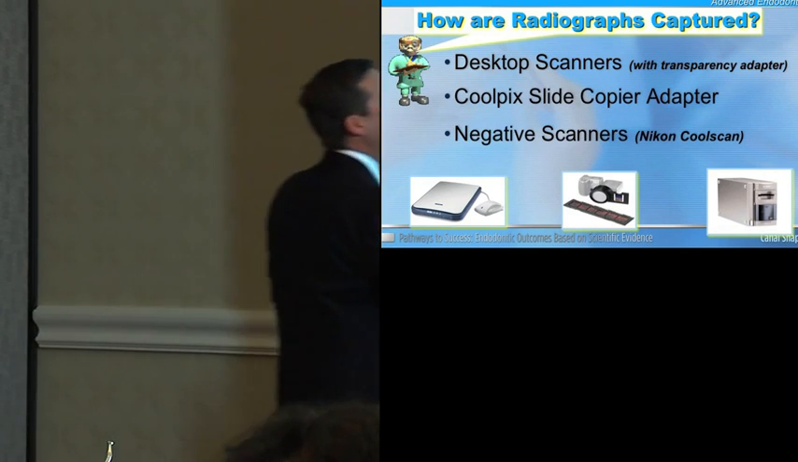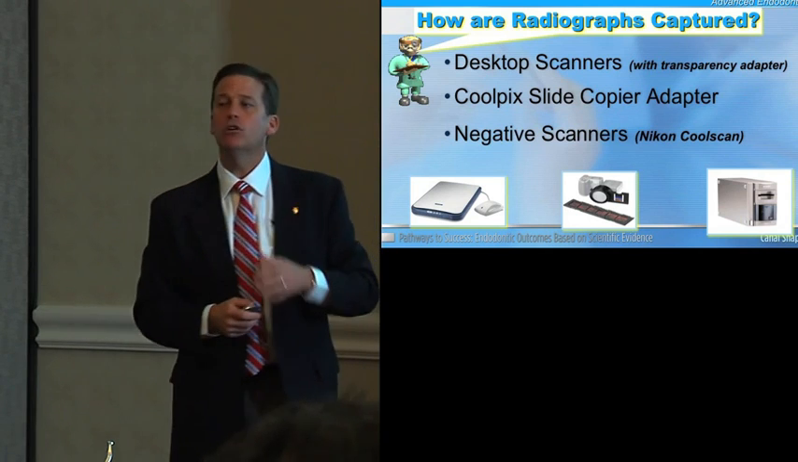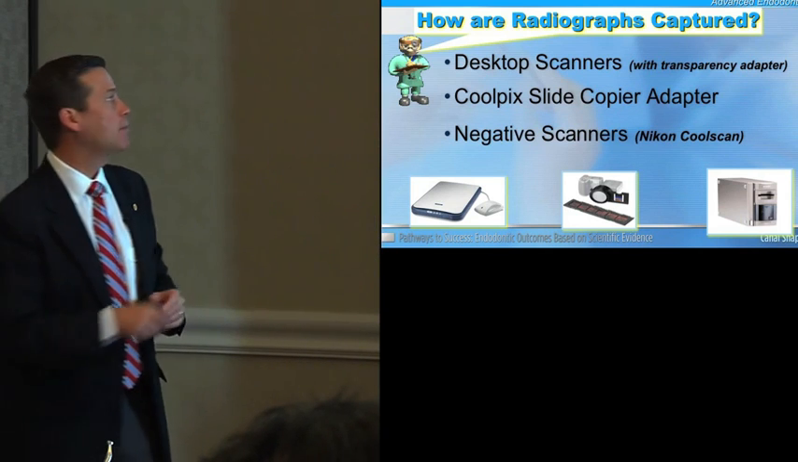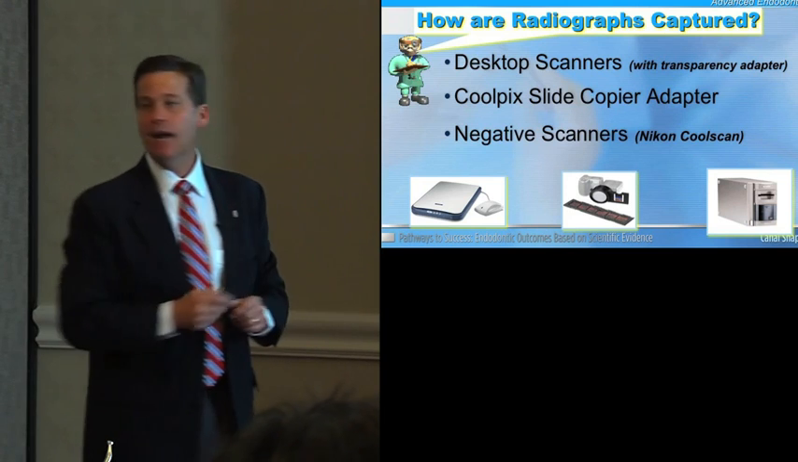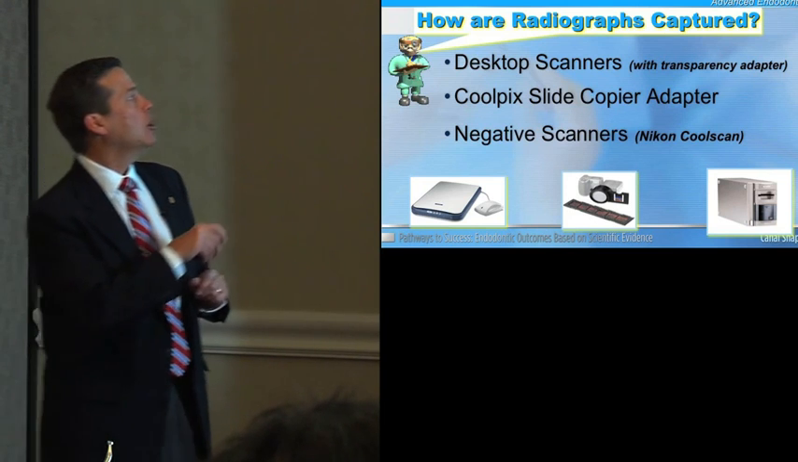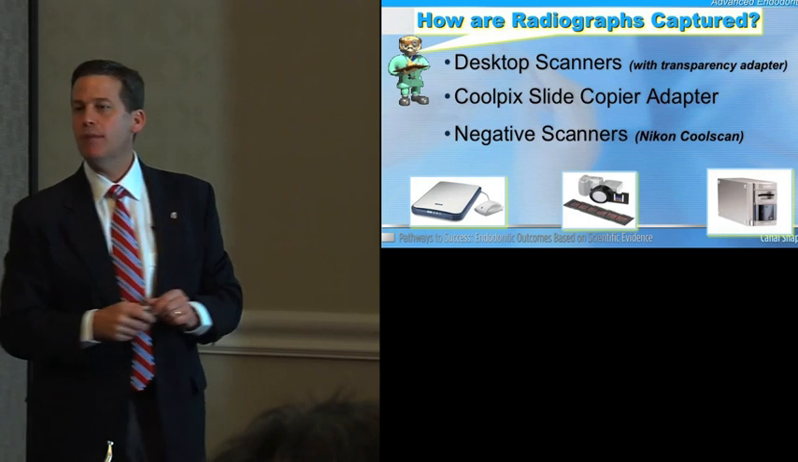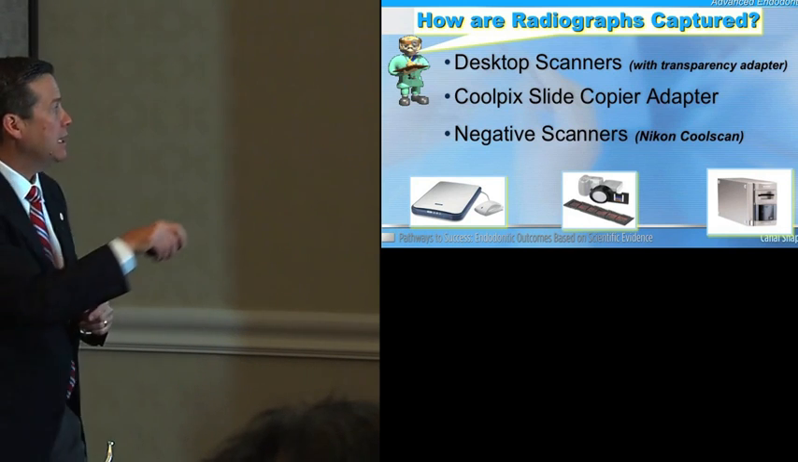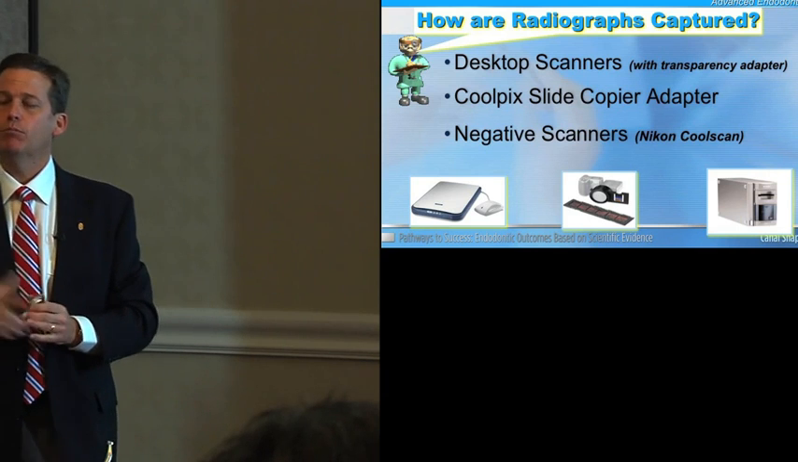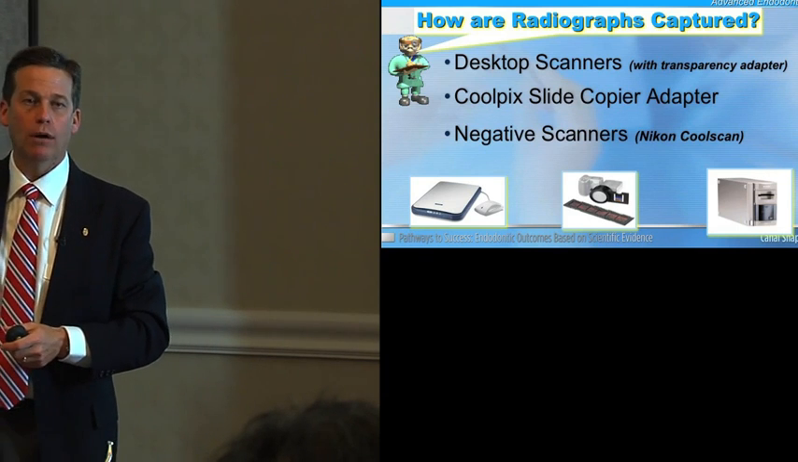Next, this is a Coolpix camera. Remember those? You can go on eBay and for about $50 buy what's called a Coolpix slide copier adapter. If you have one of these little cameras at home, don't throw it out. Go on eBay, buy a slide copier adapter, put your radiograph in a 35mm slide holder, put it right here, slide it in front, click a picture, boom, now it's on the card. You can put it in any computer you want.